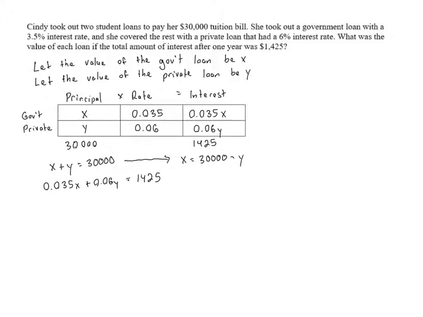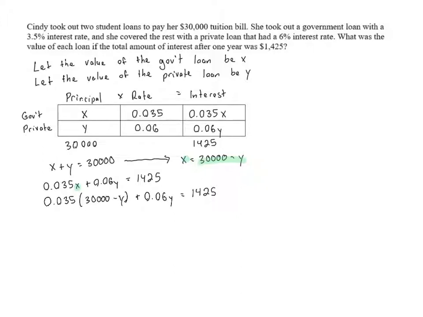Now I'm in a position to make the substitution. Because x is equal to 30,000 minus y, wherever I see an x in the other equation, I'm going to substitute 30,000 minus y in that equation. So the second equation is going to become 0.035 times 30,000 minus y, that's the substitution, plus the 0.06y, and the total is 1,425. That's what I get after I make the substitution.